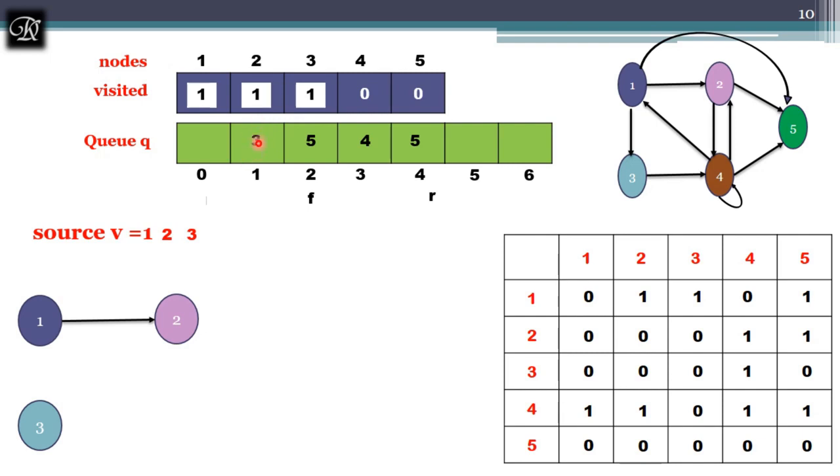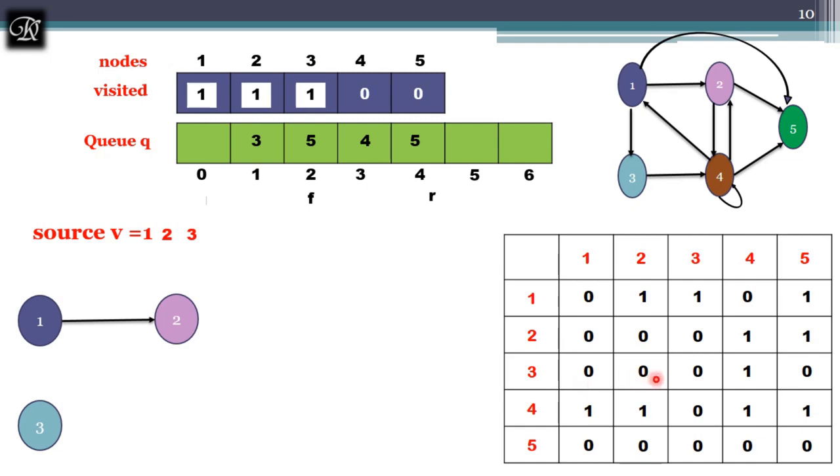I forgot to remove this. I'll remove it in the next animation. Let's see with the 3 in the row of adjacency matrix. Is there any edge from 3 to 1? You can check. No, there is no edge.